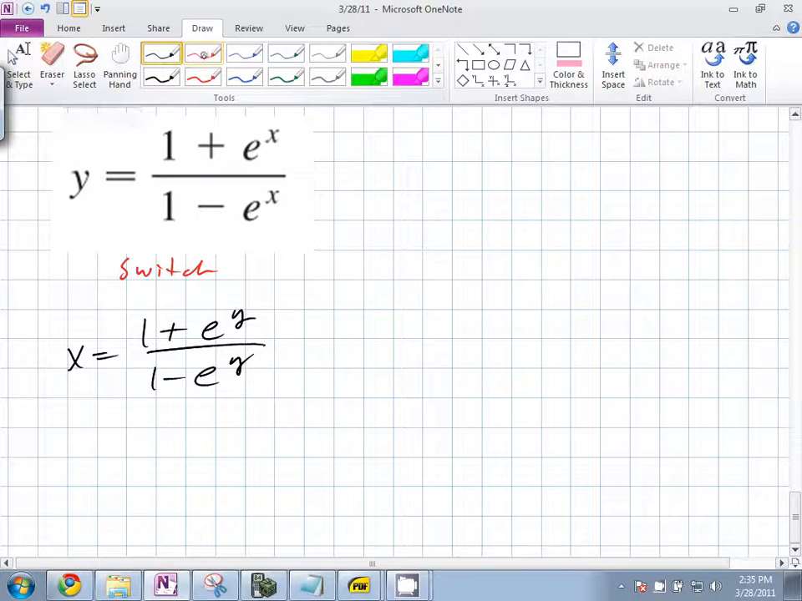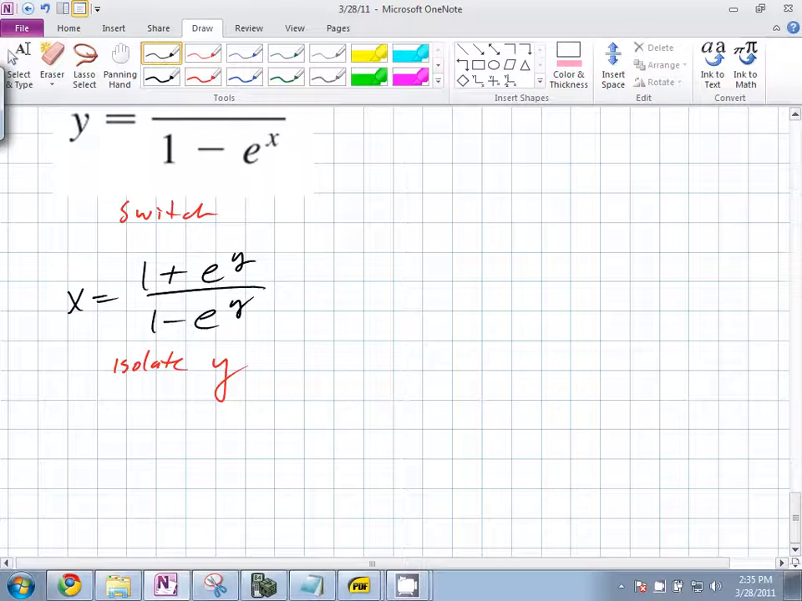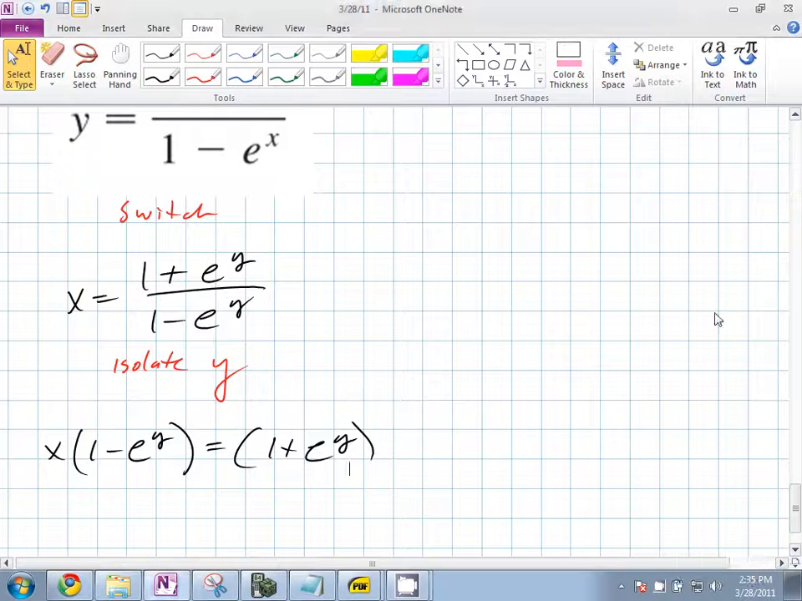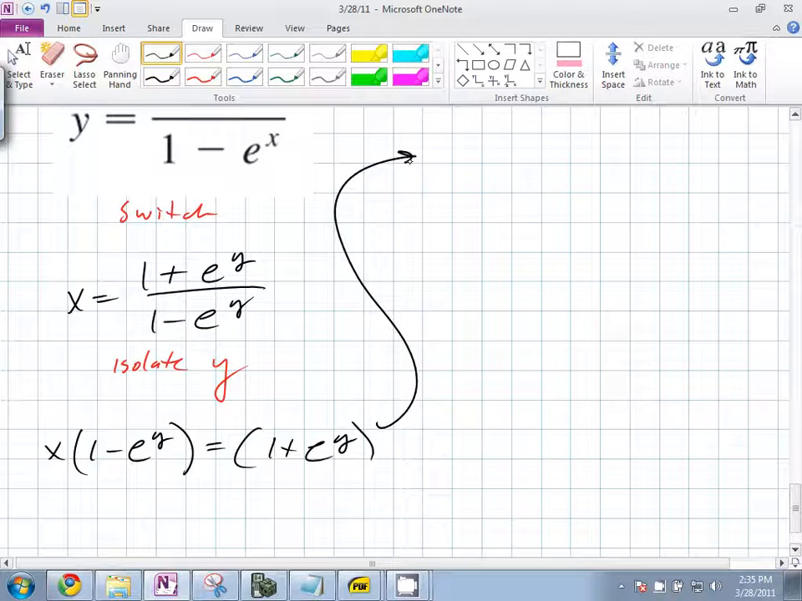What's our goal now? Isolate y. Yeah. So what do we end up with? X times 1 minus e to the y equals... Yeah, exactly. Now you can keep on going from this at this point. What do I do now? Distribute. Yeah, x minus x e to the y is equal to... Now what? Subtract e to the y.